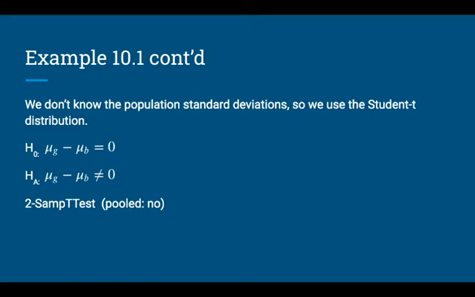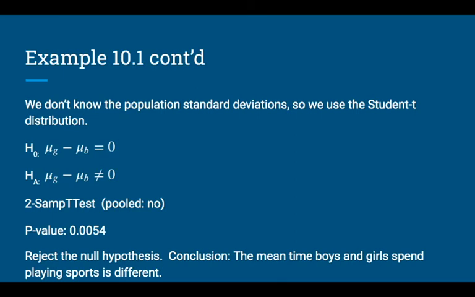Alright, so when you hit calculate and then enter, you get a p-value of 0.0054. So that is significantly less than our alpha, which we were told to use the 5% level, so that would be 0.05. So since the p-value is low, we reject the null hypothesis. And so our conclusion is that the mean time that boys and girls spend playing sports in this age group is different. They do not spend the same amount of time playing sports.